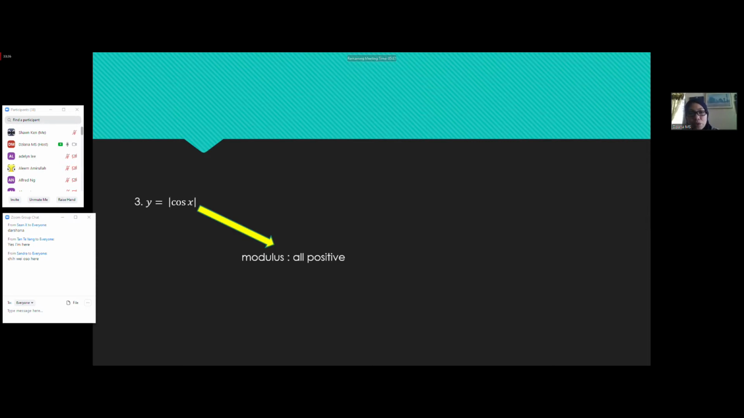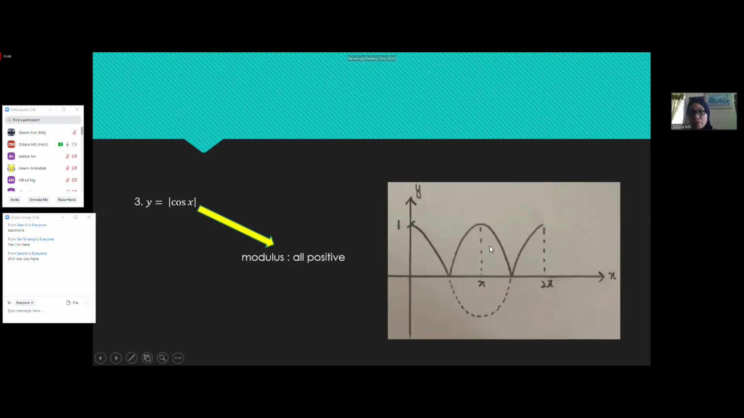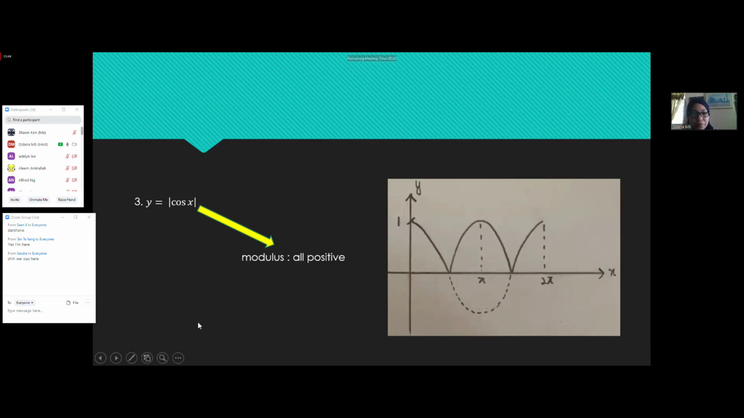Okay, so if you have modulus, okay, this should be the graph. Okay, the one that is dotted here is actually the original graph for cos. Because of the modulus, I have to do reflection, reflect. So here, there's no negative value for y, reflect it. And then this will be the graph of y equals to modulus cos x. Okay. So this dotted line actually no need for you to draw. I just show this one for you to know how I got that. Okay, any question? I just do this reflection on the x-axis.